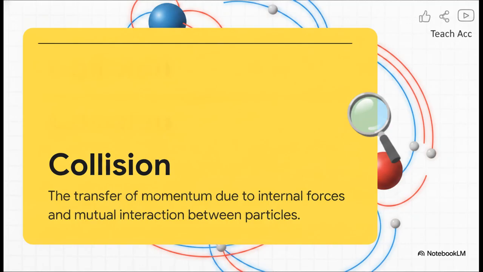First things first, what actually is a collision in the realm of physics? Well, by definition, a collision is the transfer of momentum due to internal forces and mutual interaction between particles. And here is a really cool little detail to keep in mind. Physical contact isn't even always strictly necessary. Literally, two particles can interact and transfer momentum purely through forces, like electrostatic repulsion, without ever actually touching in the traditional sense we think of.